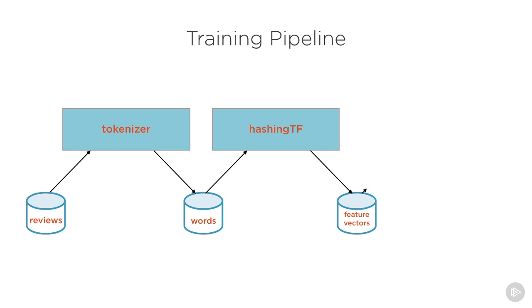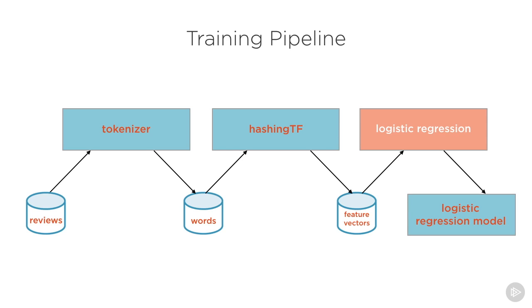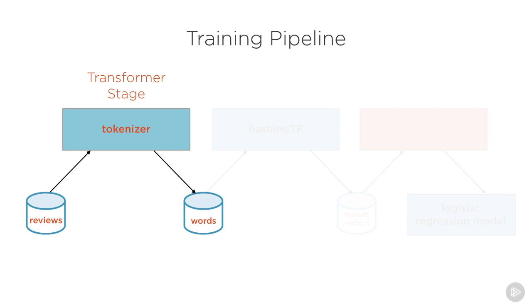Let's say that we want to figure out whether our reviews are positive or negative. For this, we decide to use the logistic regression algorithm. These feature vectors will serve as training data for our logistic regression algorithm, and the result of training will be a logistic regression model. In the training pipeline, the tokenizer is a transformer stage.